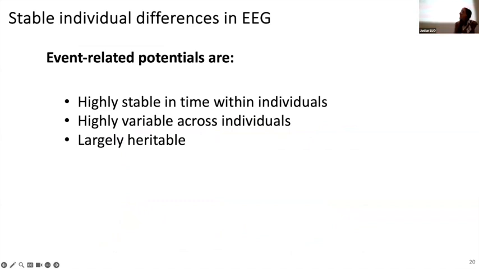Okay, so let's now summarize a bit everything I showed. We saw that event-related potentials are stable within individuals over very significant periods of time, up to 10 years, and that there is also a lot of inter-individual variability. And finally, we saw that the EEG of related individuals is quite similar, which suggests that EEG is heritable.